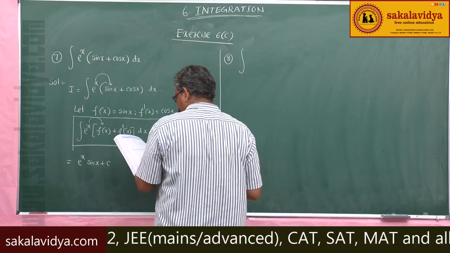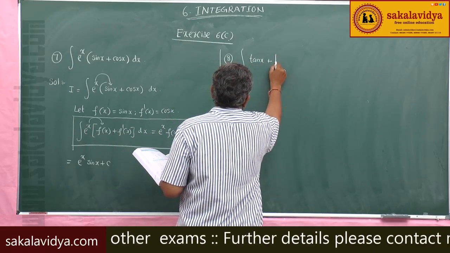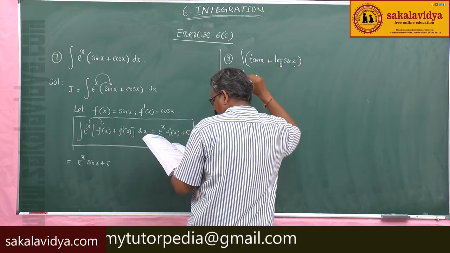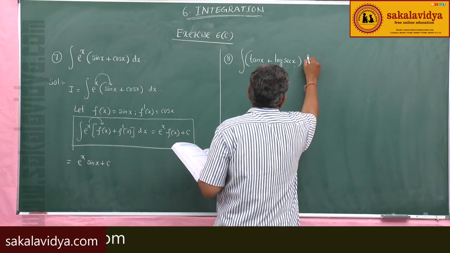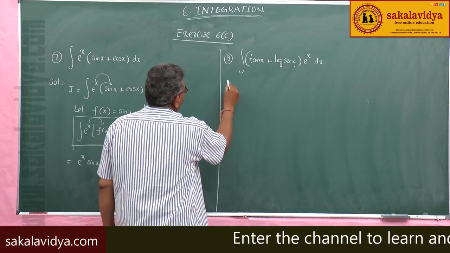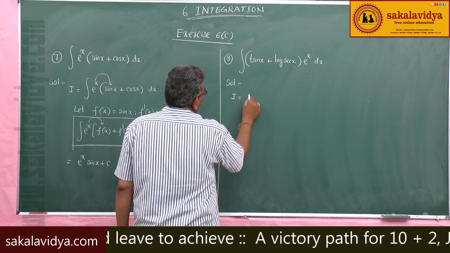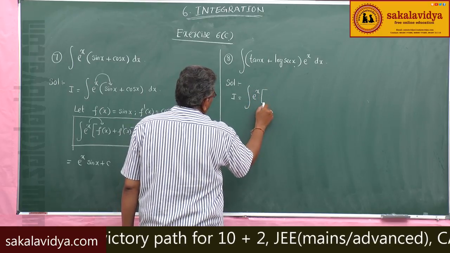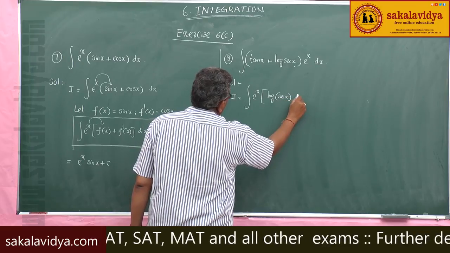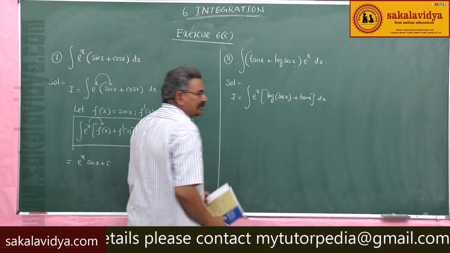Evaluate integral tan x plus log of secant x, e power x dx. Solution: I is equal to integral, this can be written as e power x into log secant x plus tan x dx. So why should we write like this?